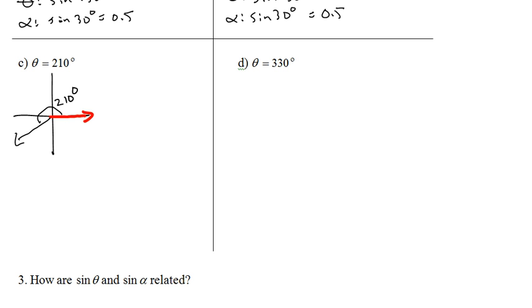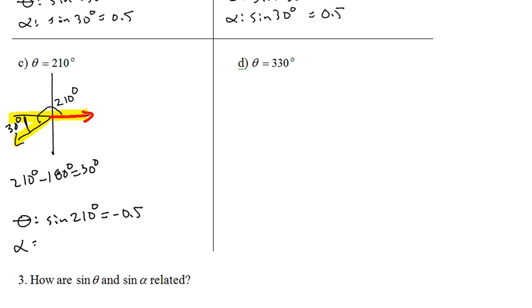And now my reference angle is going to be the shortest angle between the terminal arm and the x-axis. So it's going to be this angle in here. So I can go 210 minus 180 equals 30 degrees. So again, I've designed this so our reference angle is 30 degrees. So let's punch the sine of 210 into our calculators, and we get negative 0.5. And of course for alpha, it's still the sine of 30 degrees, which gives us 0.5. So this time, these two are the same, except the signs are different.